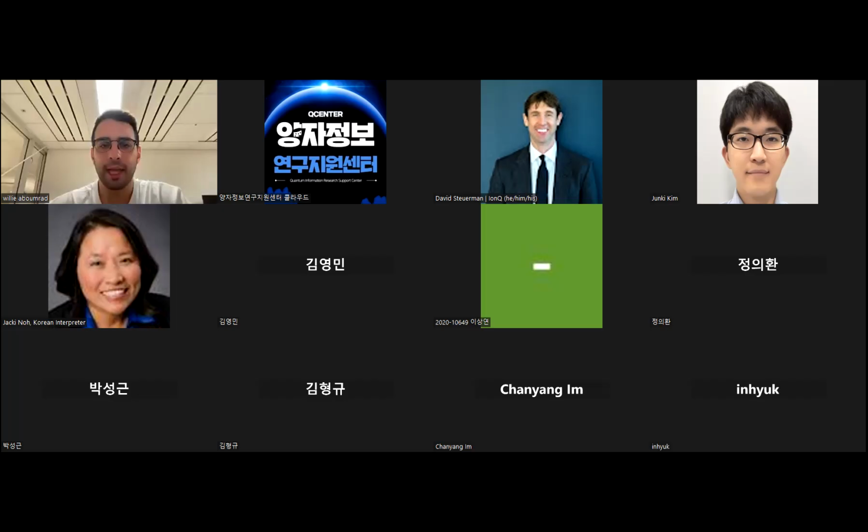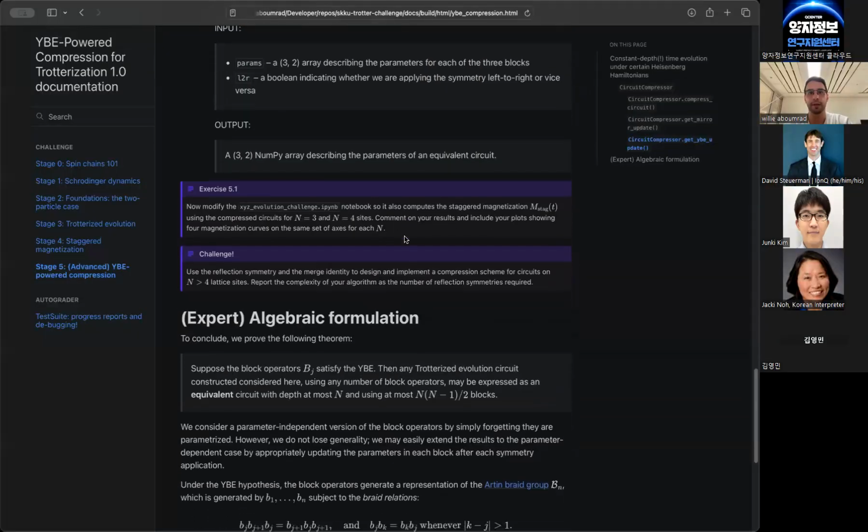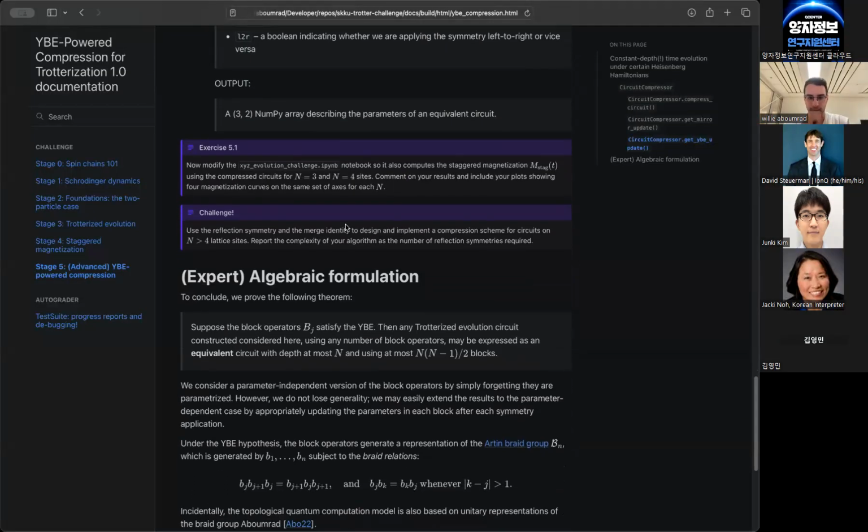Now, there's a bunch of extensions to this work, of course, one of them being, how do we implement this compression scheme for larger circuits, more sites, right? Other things you can do is you can look at higher order Trotter-Suzuki formulas to get better approximations much faster. You could also look into better approximation for the parameters.